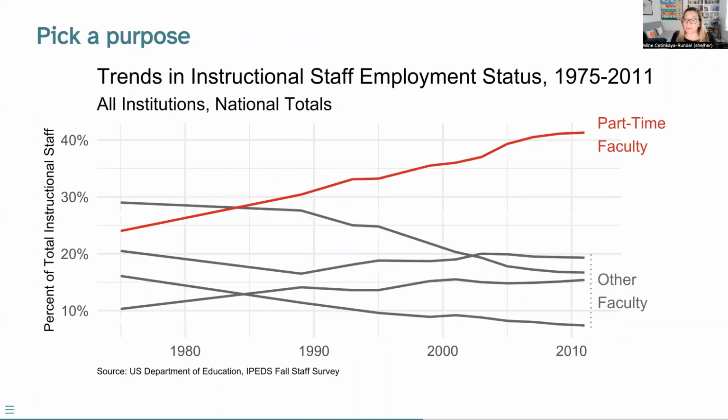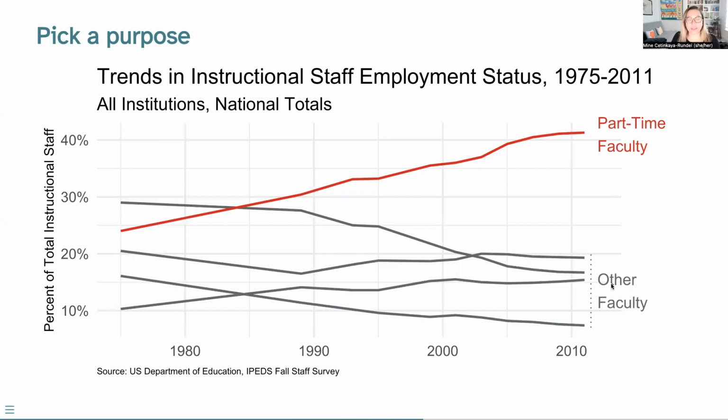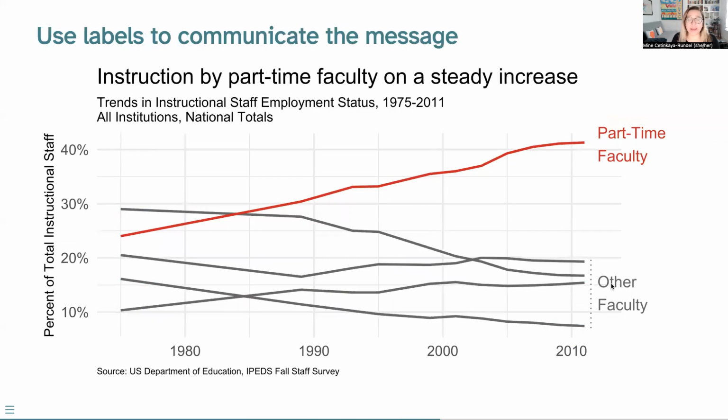I could go one step further and say maybe we don't even need to label the other types of faculty. Maybe we still want to leave them as separate lines. But if we're really not interested in that breakdown, we can simply show the part-time faculty and then label everything else other faculty. And finally, we might use labels to further communicate the message.